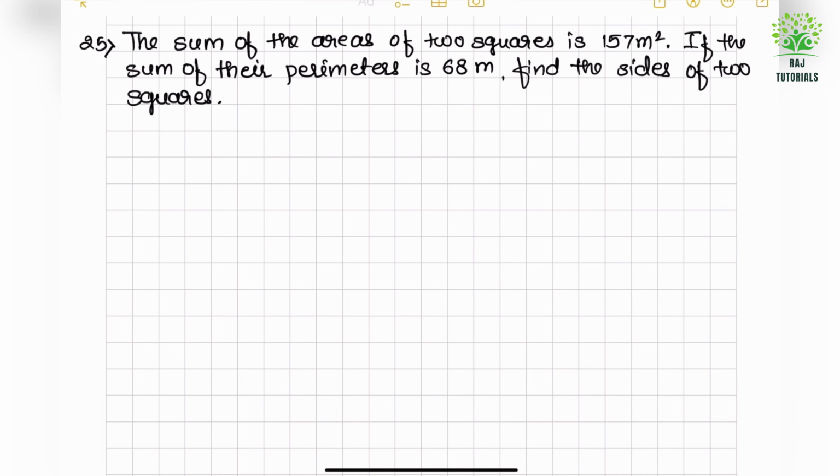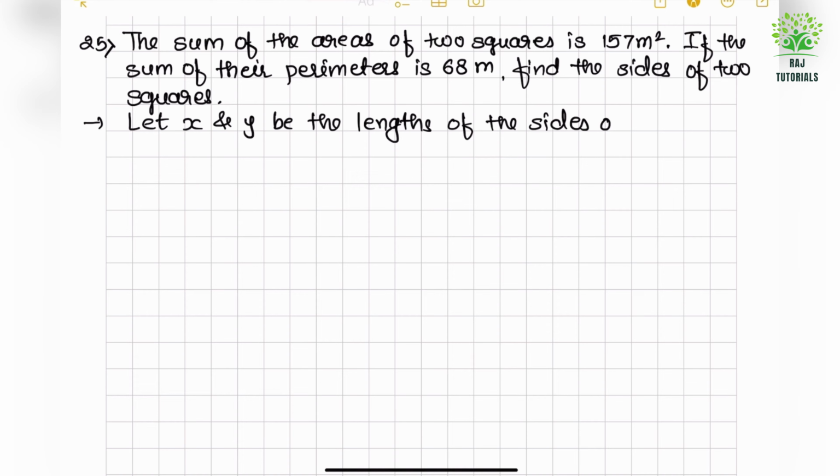Now the next question says the sum of the areas of two squares is 157 meter square. If the sum of their perimeters is 68 meter, find the sides of the two squares. So let me suppose x and y be the lengths of the sides of the two squares.